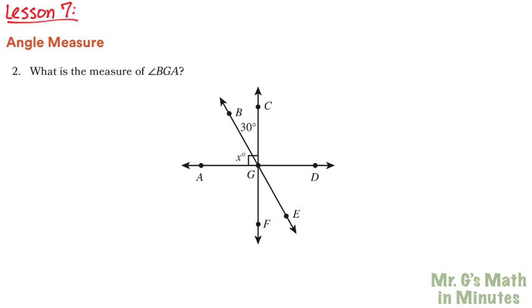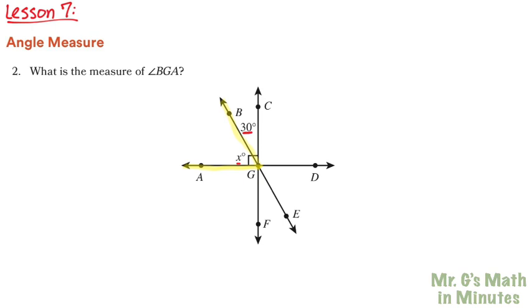Now let's see how we're going to use this information to find missing angles. In this particular problem, they want us to find the measure of angle BGA. As you can see, inside that angle we have a letter X for a variable, an unknown. The other information I see is that we have a 30-degree angle here.